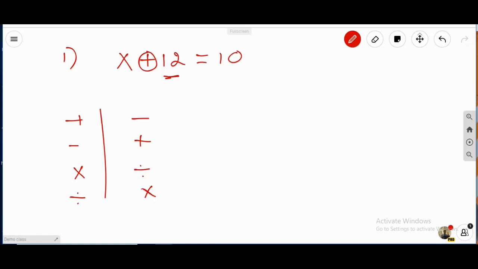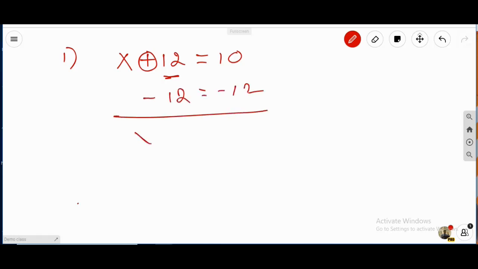So now let us try to use these rules to undo addition here. Since the problem is x plus 12 equals 10, I'm going to undo addition by subtracting 12 on both sides. So now 12 and negative 12 get cancelled. So I get x equals negative 2.